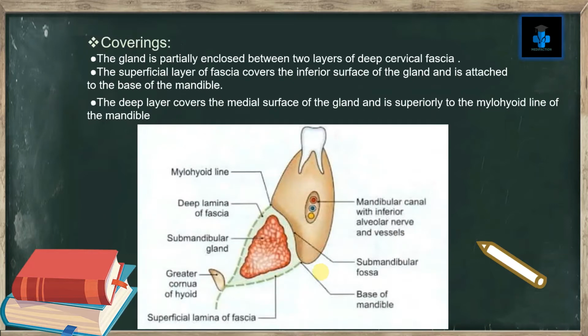Coverings. The gland is partially enclosed between two layers of deep cervical fascia. The superficial layer of fascia covers the inferior surface of the gland and is attached to the base of the mandible right here. The deep layer covers the medial surface of the gland and is attached superiorly to the mylohyoid line of the mandible, which is right here. So this is the superficial lamina of the fascia.